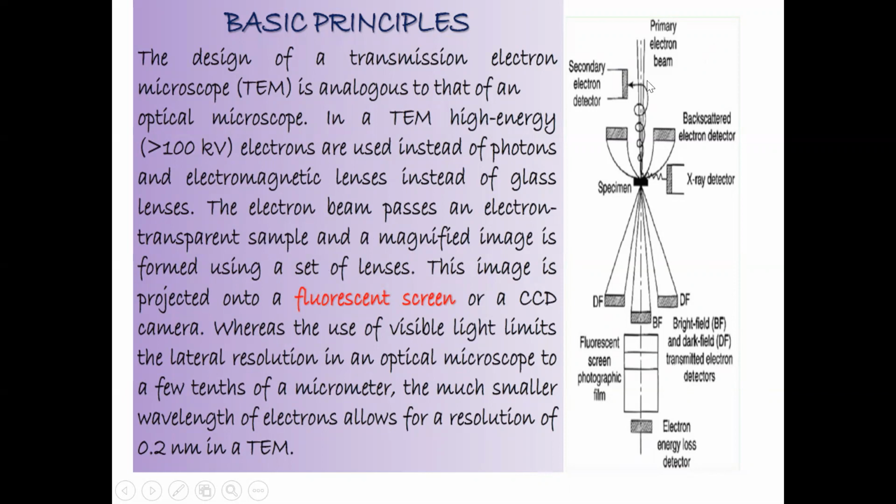So this is your primary electrons, and this is the secondary electron detector over here. This is your backscattered electron detector, and this one is your specimen. This is the X-ray detector, and this one is your DF and BF: this is the bright field and this is the dark field detector. And here is the fluorescent screen. This fluorescent screen helps to image or recognize your signals of the dark or the bright field. So this image is very important for the TEM.